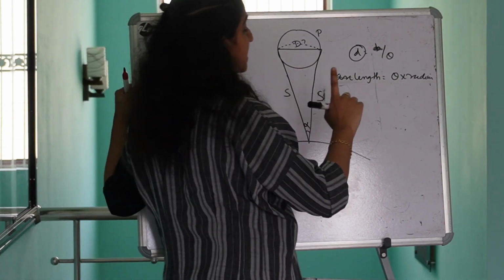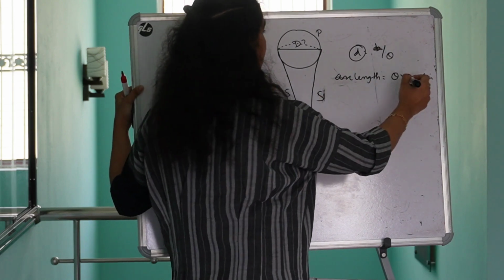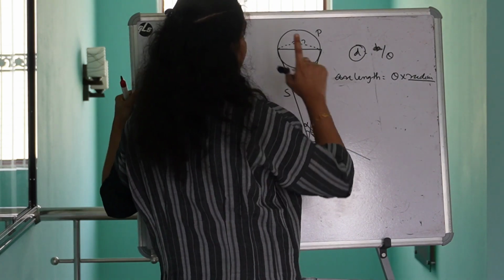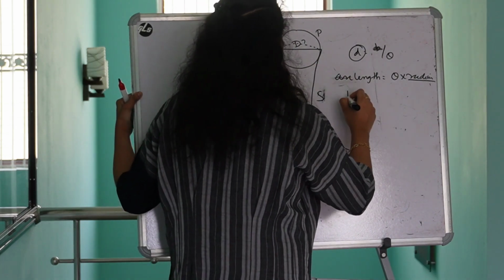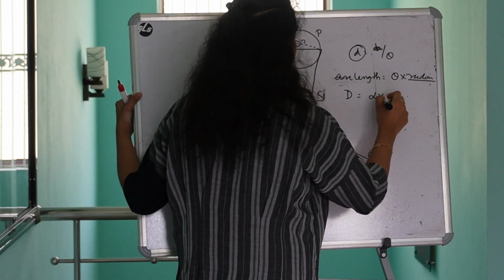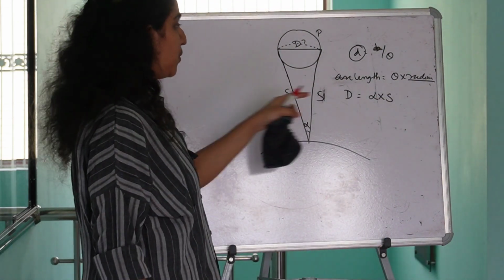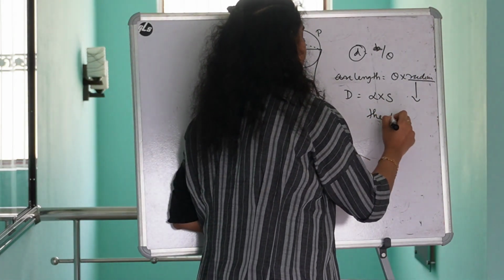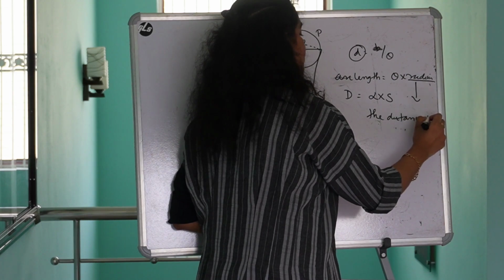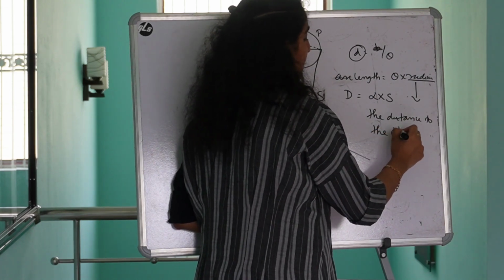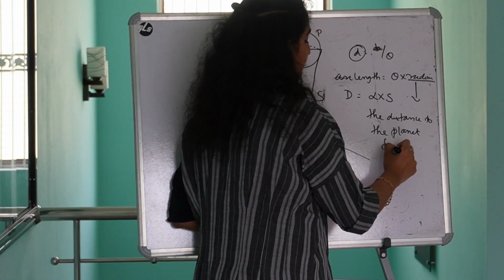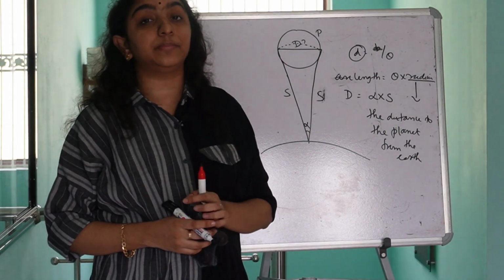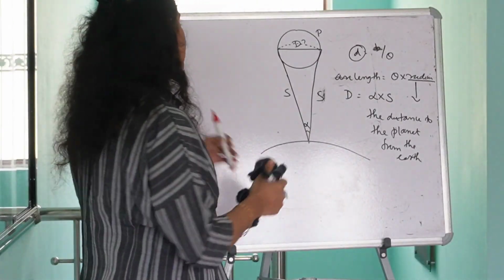In the previous applications we found the value of radius, isn't it? But in this case we have to find the arc length. So arc length D is equal to alpha into radius. So what is this radius? This radius is nothing but the distance to the planet from the earth. Is it clear, guys? Parallax method and some of the real-time applications of parallax method?